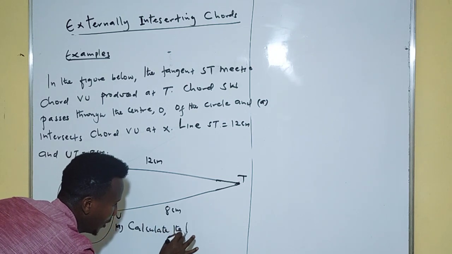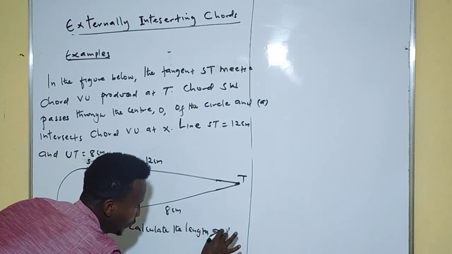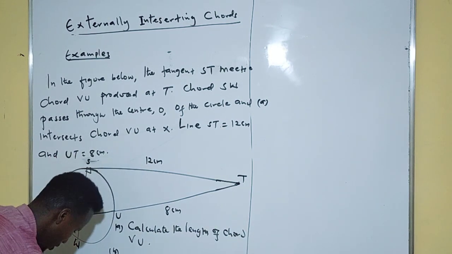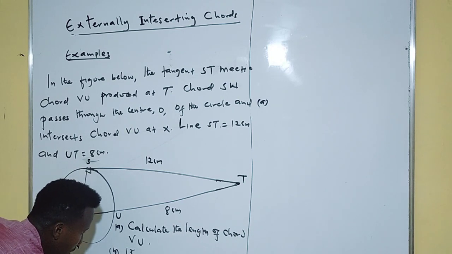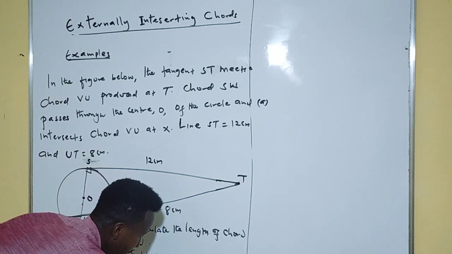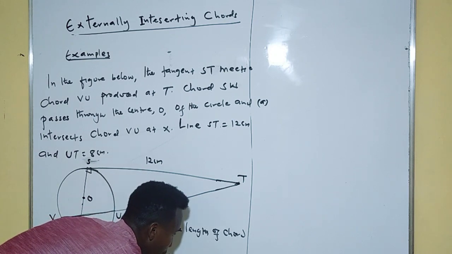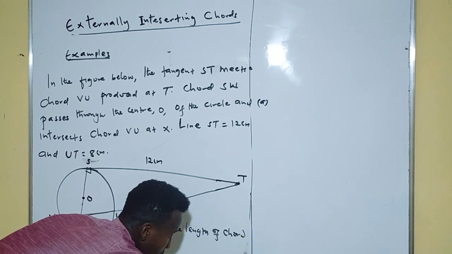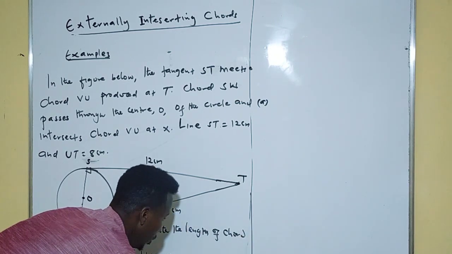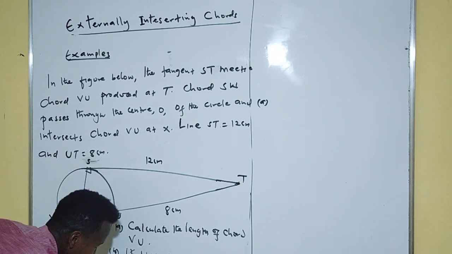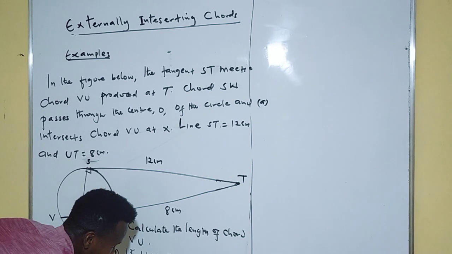Calculate the length of chord VU. Question B, you're told, if WX is equal to 3 centimeter, and VX to XU, this is a ratio given, VX to XU is equal to 2:3, find SX. Find SX.